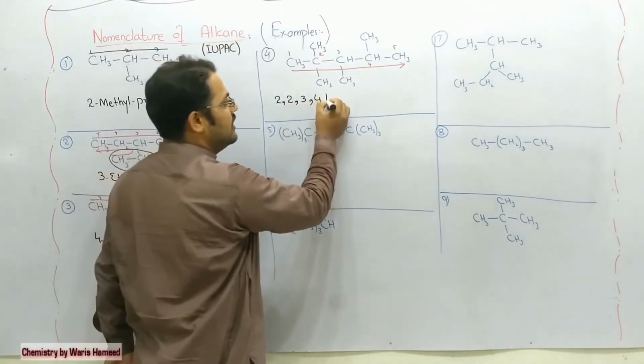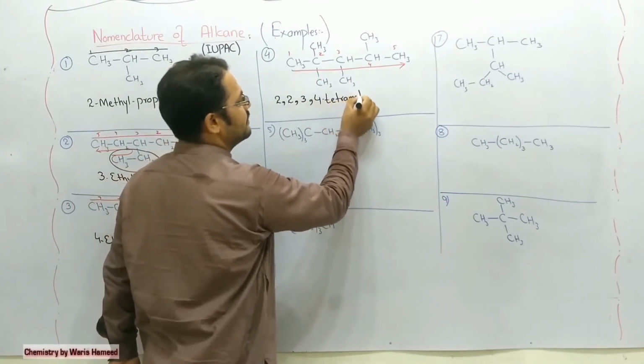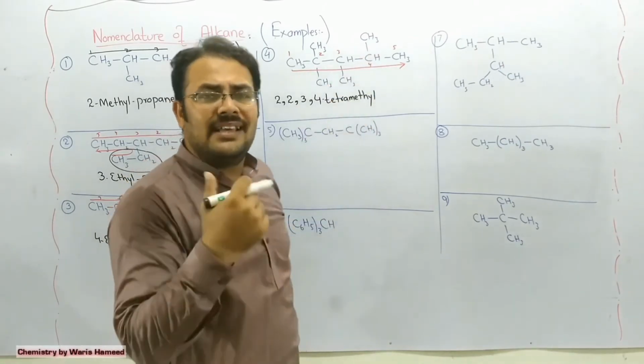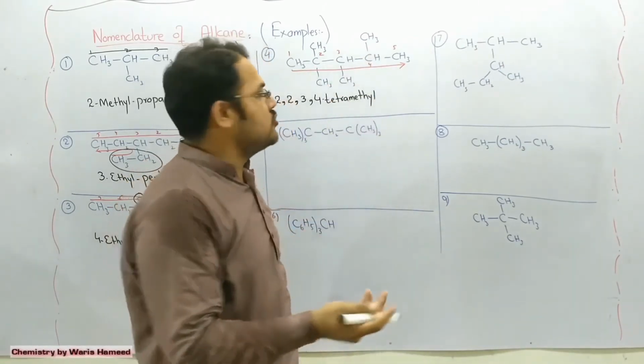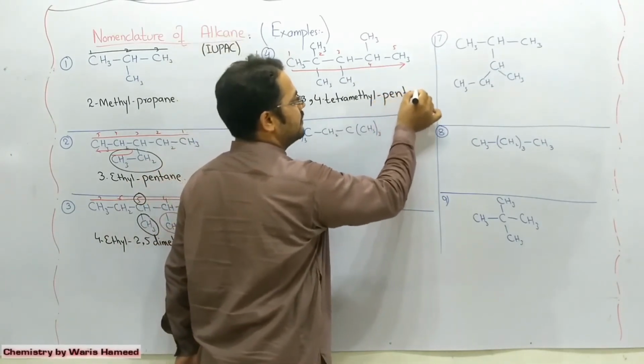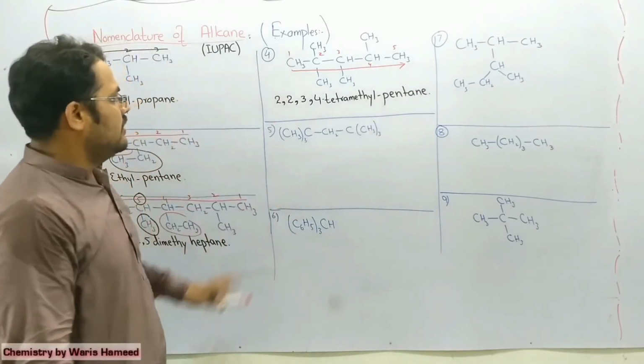Tetramethyl. 2, 2, 3, 4, tetramethyl. And how many carbons are there in the parent chain? There are 5 carbons, so it's pentane. Now moving to our next example.